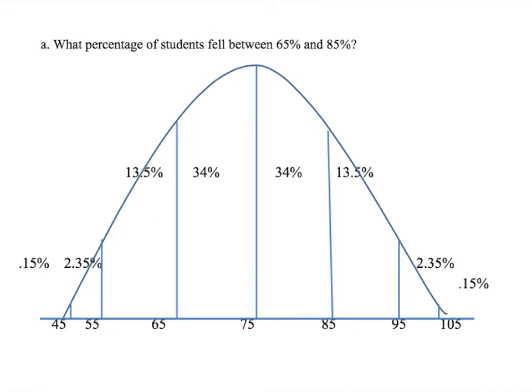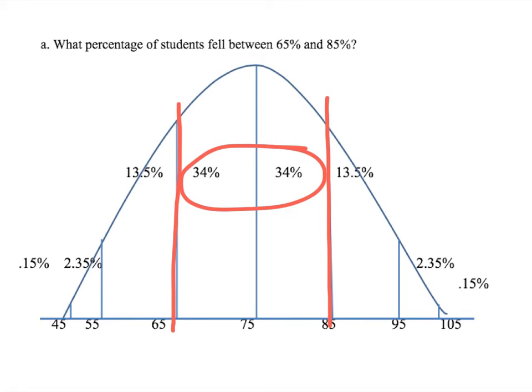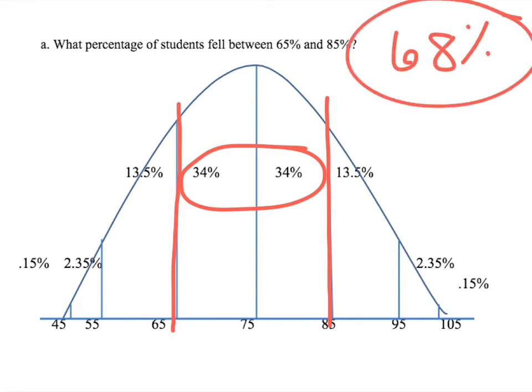Okay, using that bell curve that's already filled in, you need to use the one that you just filled in. It says A, what percentage of students fall between 65 and 85%? So 65 is this line, 85 is this line. What is the percentage between 65 and 85? Well, the percentages there are 34 and 34. If you add those together, 68% of kids scored between a 65 and an 85 on the quiz.